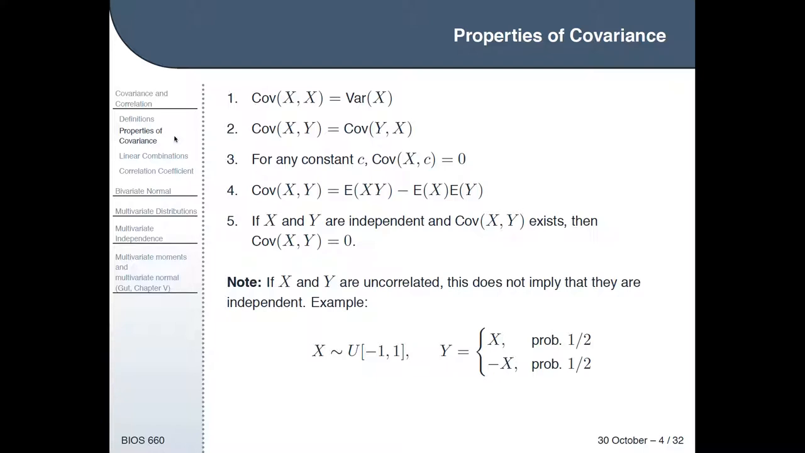Just because x and y are uncorrelated does not necessarily imply they're independent. The example most people use for this is that under certain setups, if you let y equal x or minus x with a certain probability, it's easy to show that the correlation between the two variables is 0, even though they're obviously highly dependent on one another.